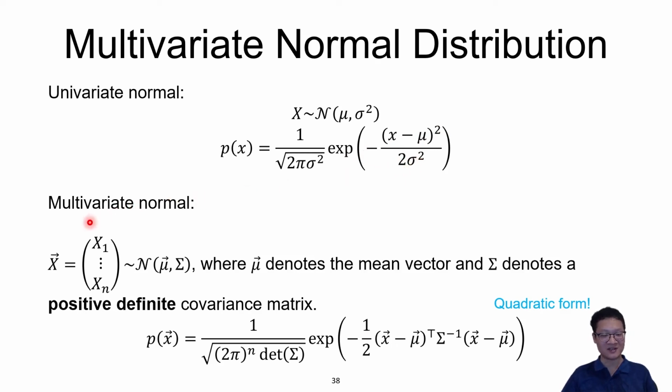In the multivariate case, the variable is now a vector, so a random vector. We say the vector x with components x1 to xn is distributed normally with a mean vector, or just a mean, and also a covariance matrix, which is just covariance. It turns out that this covariance matrix is always positive definite.